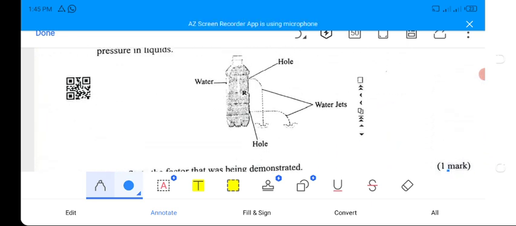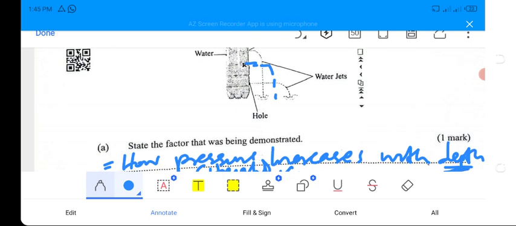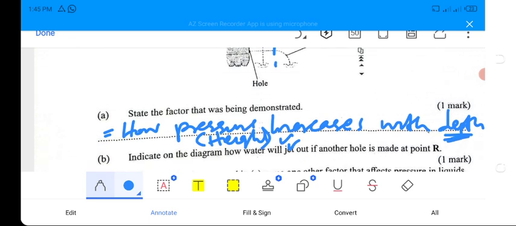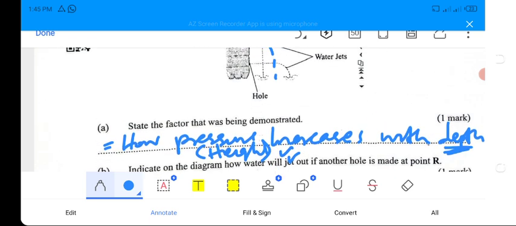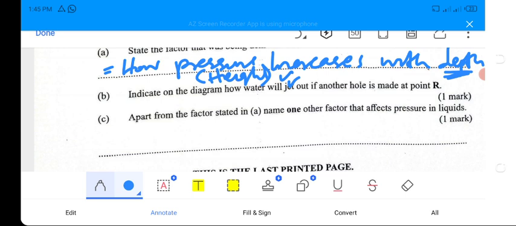The water jet that comes from R will be in between the upper hole and the lower hole. So the water jet will be that way. Remember, the lower hole will throw the water farthest, then R in the middle, then the upper one will throw the least distance from the bottle. So you indicate, then you get your 1 mark.